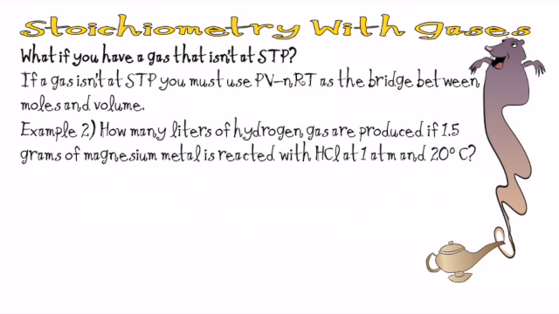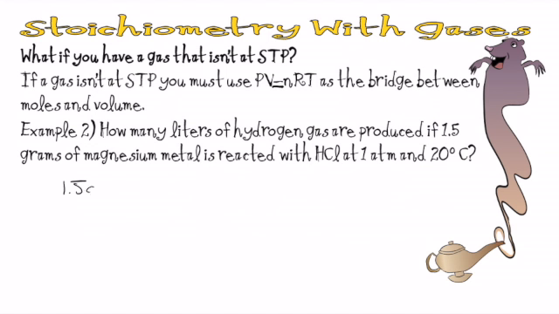What if you have a gas that isn't at STP? If a gas isn't at STP, you must use PV equals nRT as the bridge between moles and volume. So example 2, how many liters of hydrogen gas are produced if 1.5 grams of magnesium metal is reacted with hydrochloric acid at 1 atmosphere and 20 degrees Celsius? So this time we need to find out how many moles of hydrogen can be produced.